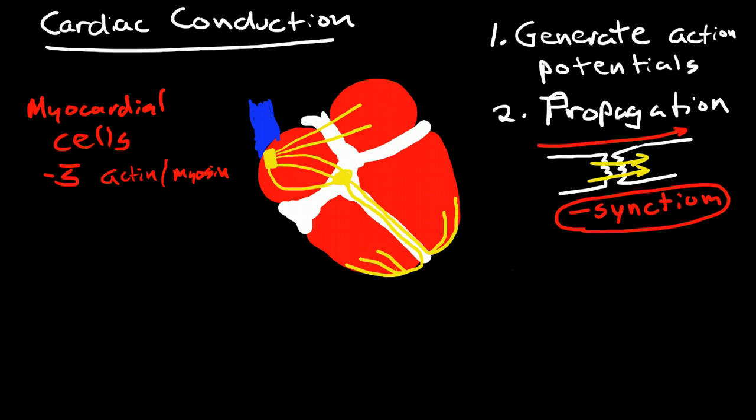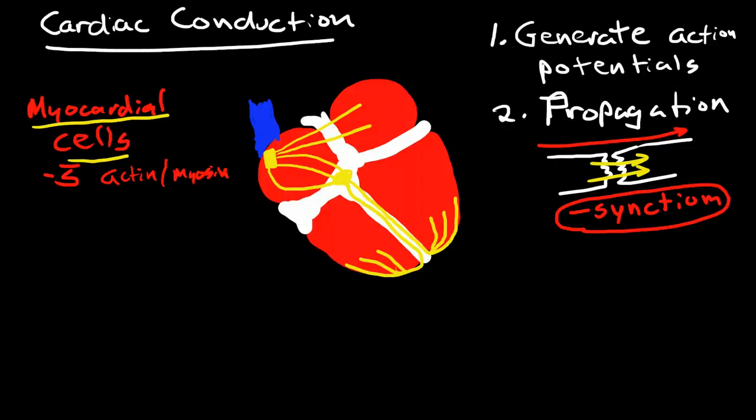And again, these branches are all made up of pathways of myocardial cells that lack actin and myosin. And these pathways cross the connective tissue that separates the four chambers of the heart, and so they are the only pathways that can conduct the action potential.